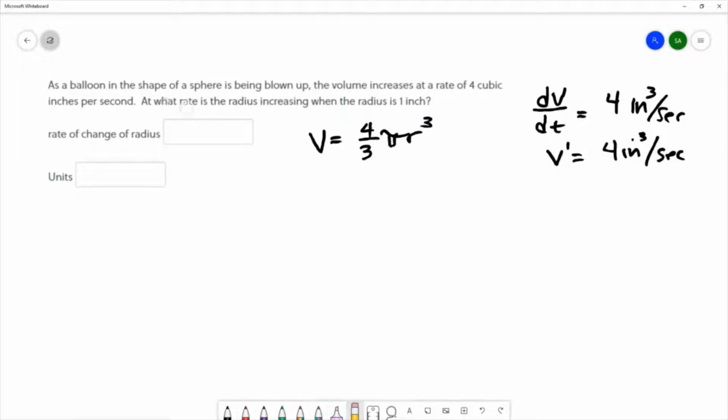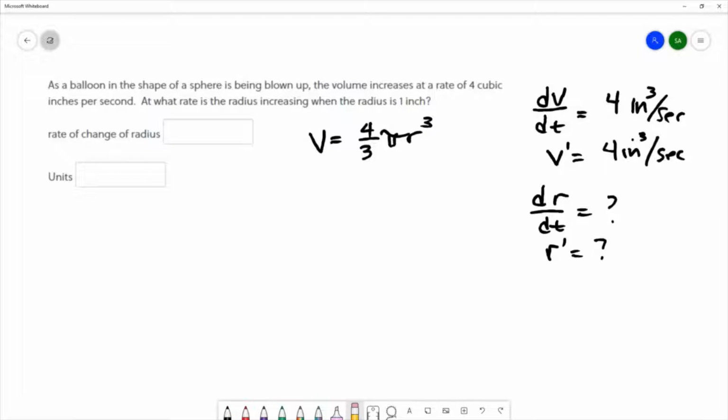At what rate is the radius increasing? So we're looking for a rate related to the radius. So we can represent that as dr dt, the derivative. And that is our unknown in this problem. And we could also write that as r prime if you prefer.